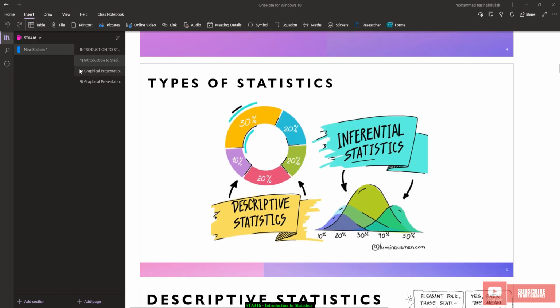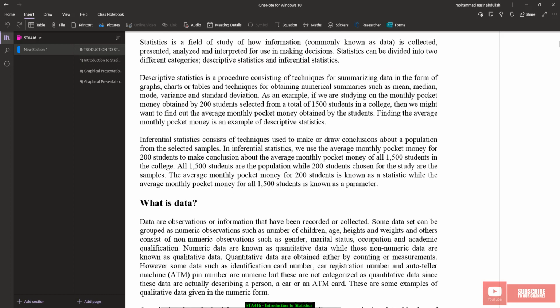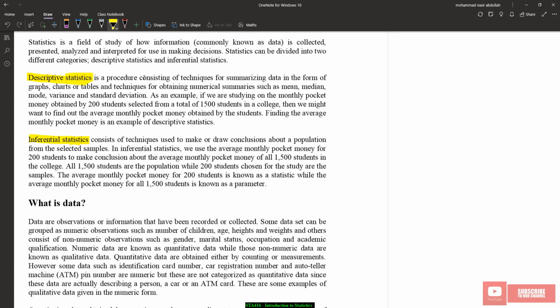So in statistics, we have two types of statistics, right? We have the descriptive statistics, and we also have inferential statistics. So what is descriptive statistics? Descriptive statistics is a procedure consisting of techniques for summarizing data in the form of graph, chart or table, and obtaining some numerical summaries such as mean, median, mode, variance and standard deviation to describe the data. So the point of descriptive statistics is to describe the data.